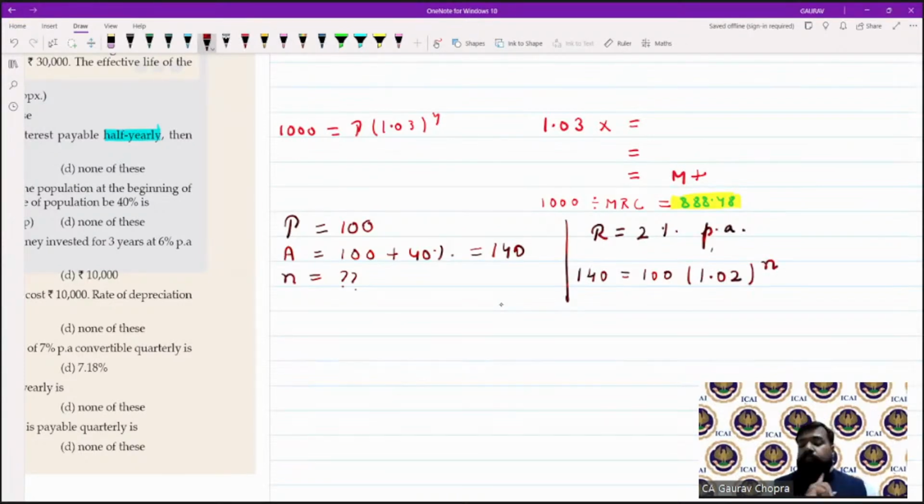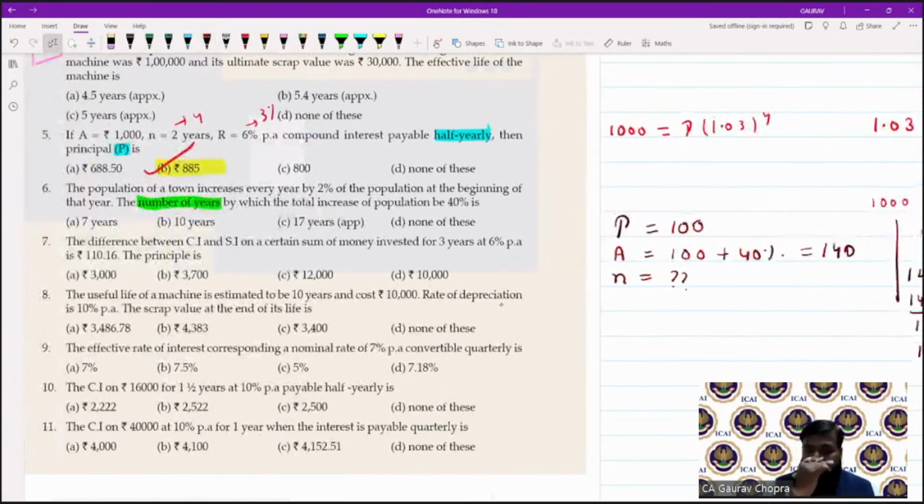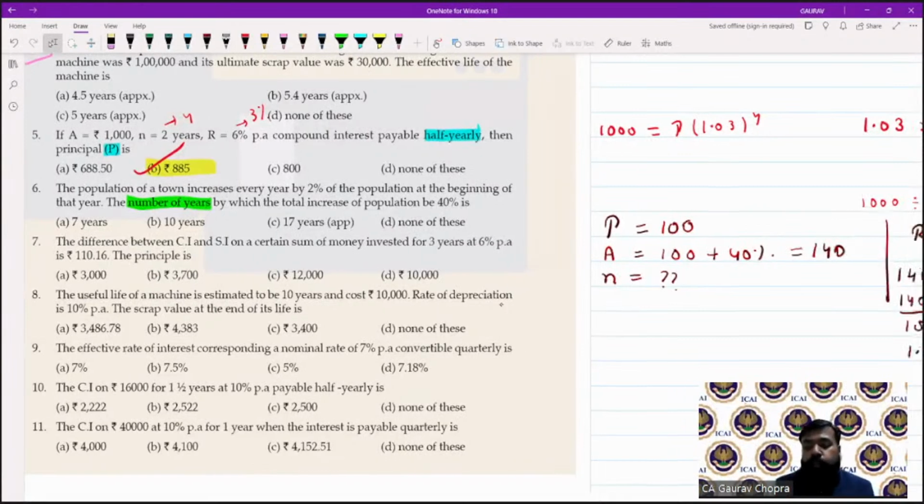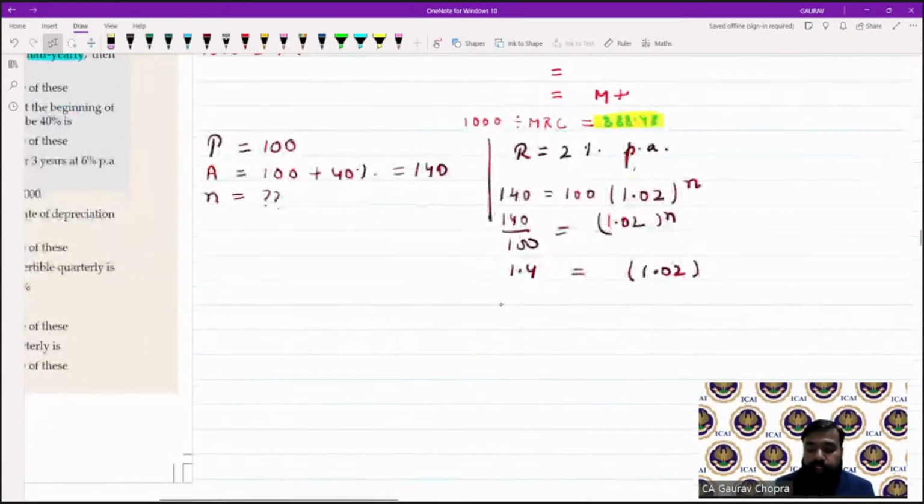So n is not available. We have to find out the n. So 140 upon 100 is equal to 1.02 to the power of n. Now to what power should we raise 1.02 so that we get 1.4? So you can see the options. Options are 7, 10, 17. One of these three will be the option. So let's try with these options.